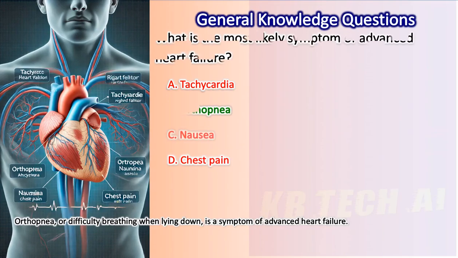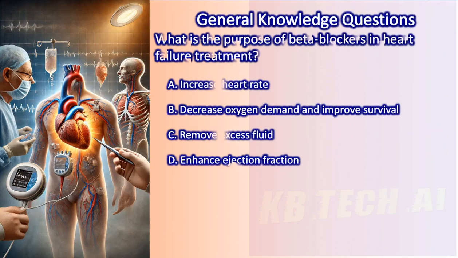The answer is option 2. Orthopnea. Which is the purpose of beta blockers in heart failure treatment? Option 1. Increase heart rate. Option 2. Decrease oxygen demand and improve survival. Option 3. Remove excess fluid. Option 4. Enhance ejection fraction.